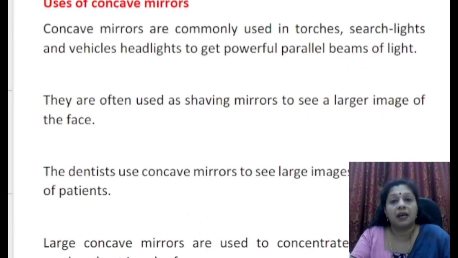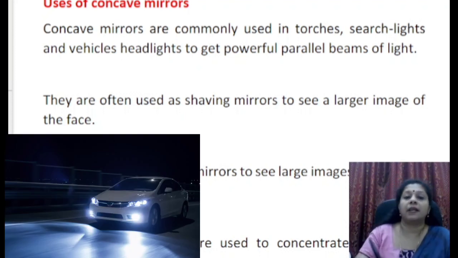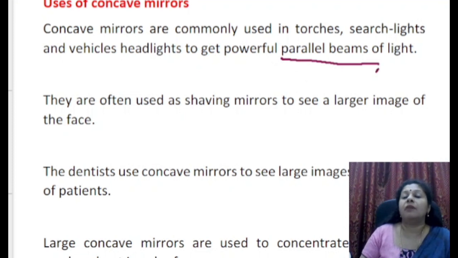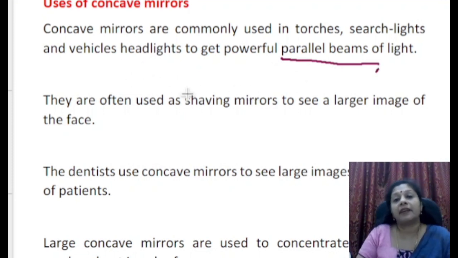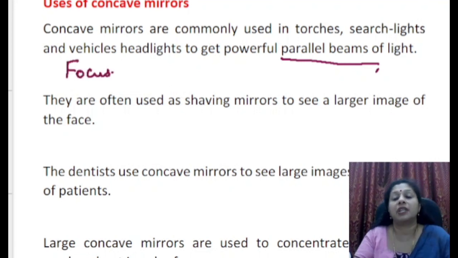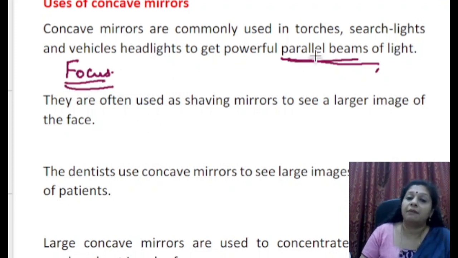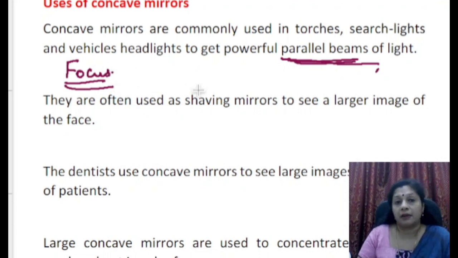So we are coming to the last part of this topic, that is uses of concave mirrors. First, concave mirrors are commonly used in torches, searchlights and vehicle headlights. What is required here? What is common here? Parallel beam of light. So if you want the reflected ray to be parallel, through which point it has to come? Focus. We learned if they are coming through the focus after reflection, it will go parallel. So here it is focus. So parallel beams will go from the focus, right? So position of the object, if asked, it is focus.